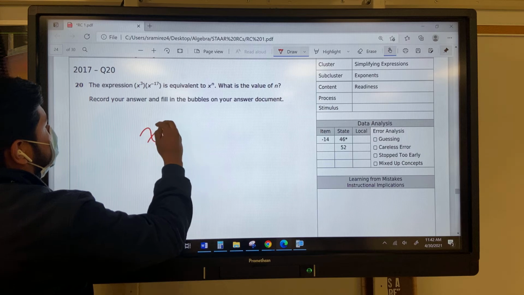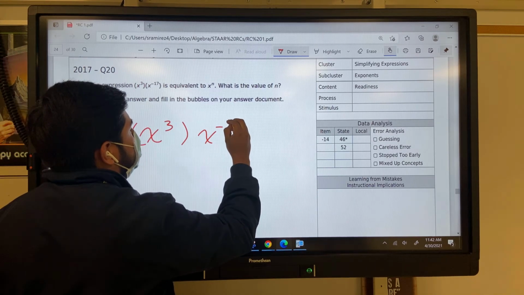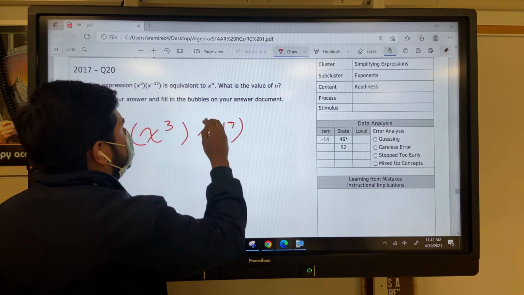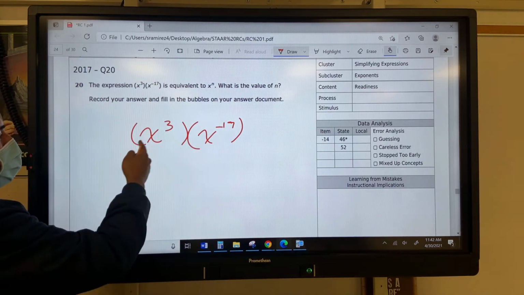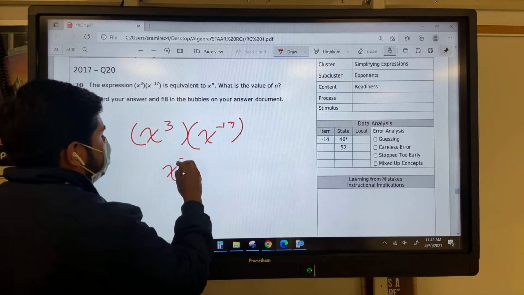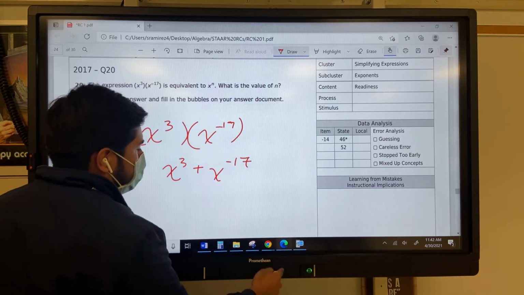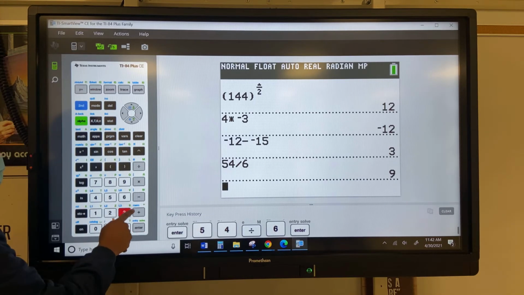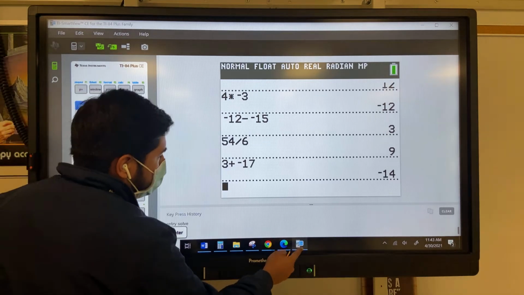Okay, we've got x^3 and x^-17. They're asking what's n, what's the ending result. Can't multiply, they're not on top of each other or next to each other. Let's add them: x^3 plus x^-17. Not sure how to add? No worries. 3 plus negative 17 is negative 14.